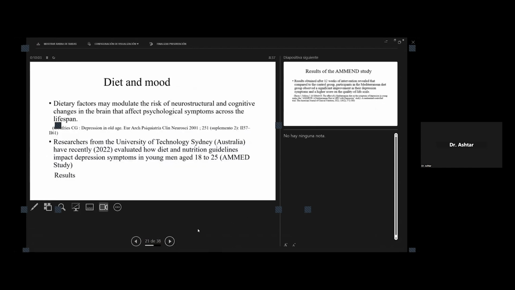Diet and mood. Dietary factors may modulate the risk of neurostructural and cognitive changes in the brain that affect psychological symptoms across the lifespan. Researchers from the University of Technology, Sydney in Australia have recently evaluated how diet and nutrition guidelines impact depression symptoms in young men aged 18 to 25.